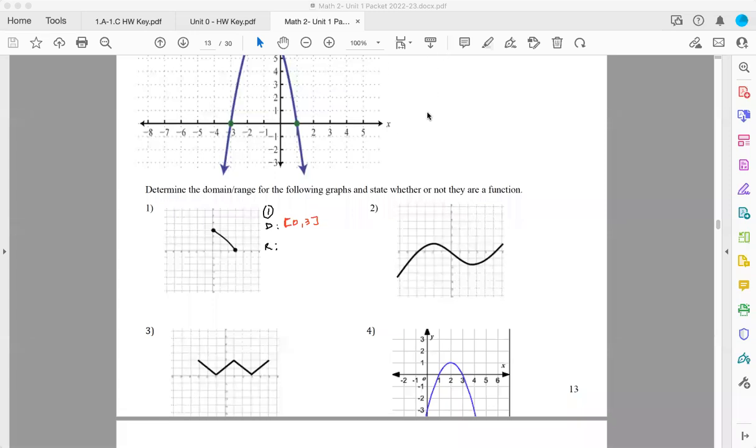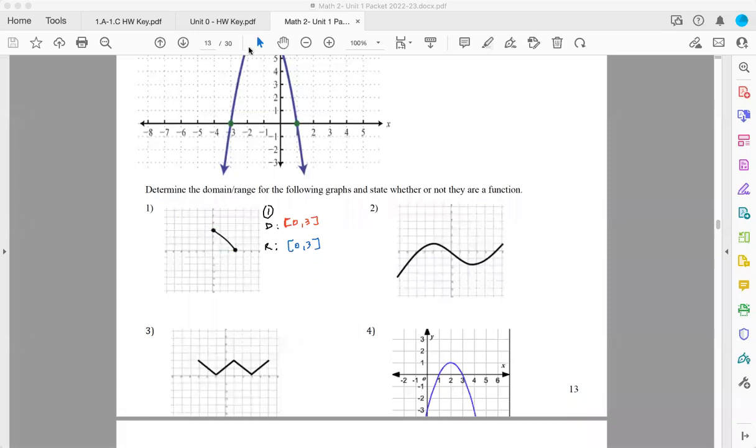The range, you're going the other way for the range. For the range, you're mapping onto the y-axis, so you're going from here to here. So you're saying between here and here. And again, it's from 0 all the way up to 3, also included. Okay, so these are the domain and range for the first question.